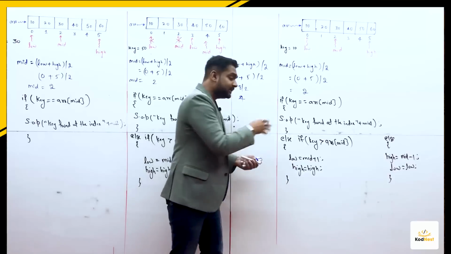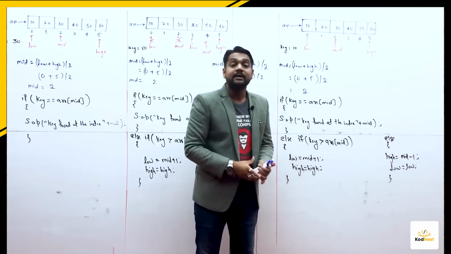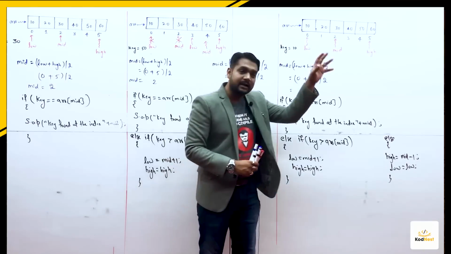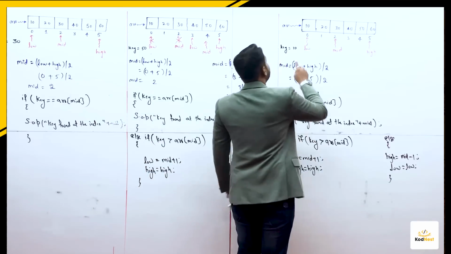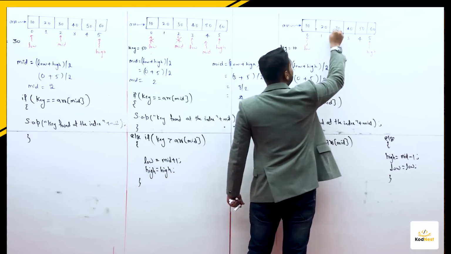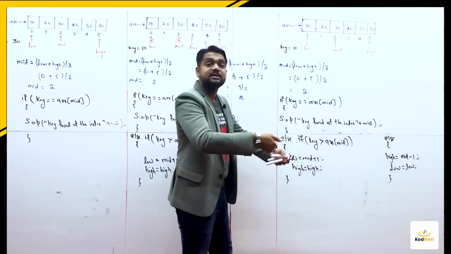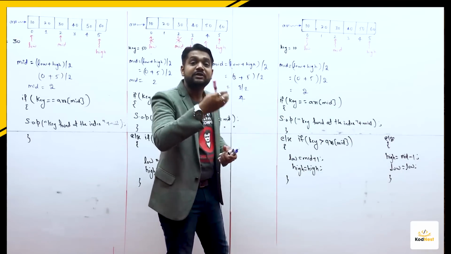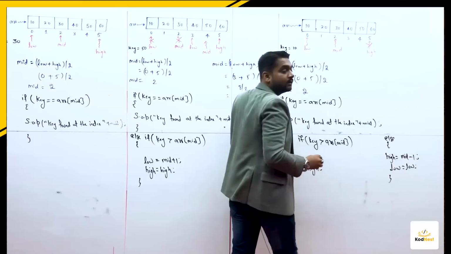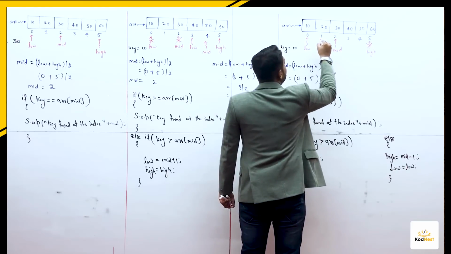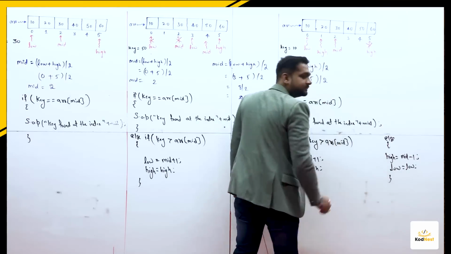If it is greater, take low and point to one step ahead of mid. If it is lesser, take high and point to one level before mid, like this. As of now, key is not equal to array of mid, neither is key greater than array of mid. Key is less than array of mid. If key is less than array of mid, take high and point to one level before mid. That is what it is.